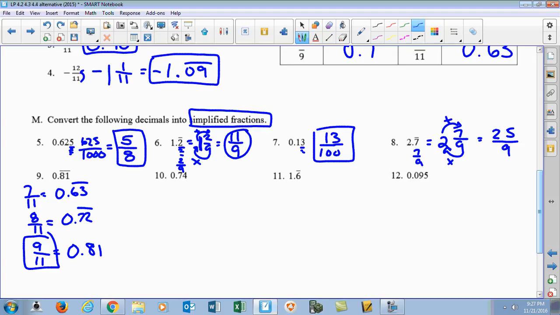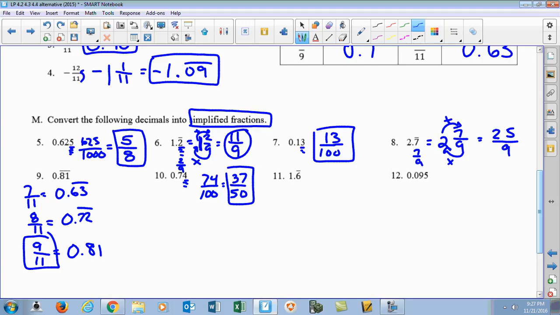0.74, this would be an easy one to reduce because, again, the 4 is in the hundredths spot. So that's 74 over 100. All right, because it's an even number, you can always reduce by 2. So 2 goes into 74 37 times, and 2 goes into 100 50 times. And 37 happens to be a prime number. That's as low as it could go.